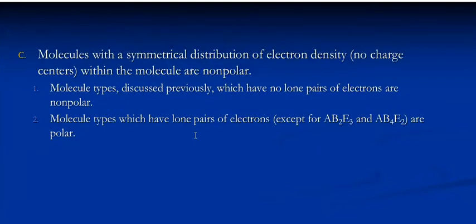The easiest way to tell whether a molecule is polar or not, look for lone pairs around the central atom. If there are no lone pairs, the molecule is nonpolar. If there are lone pairs on the central atom, it's going to be polar with 2 exceptions, AB2E3 and AB4E2.